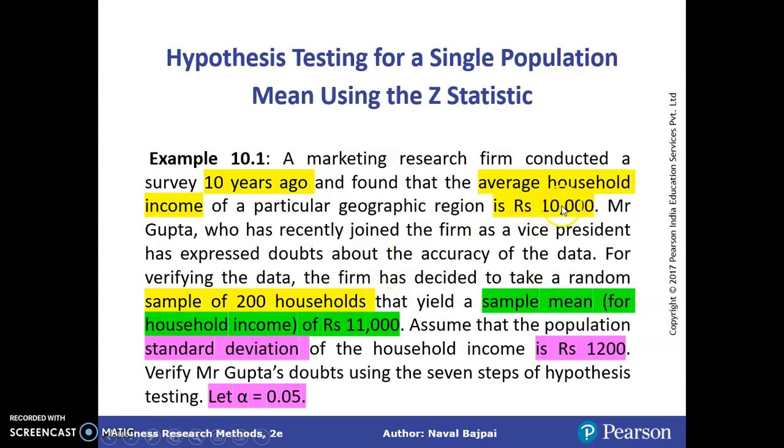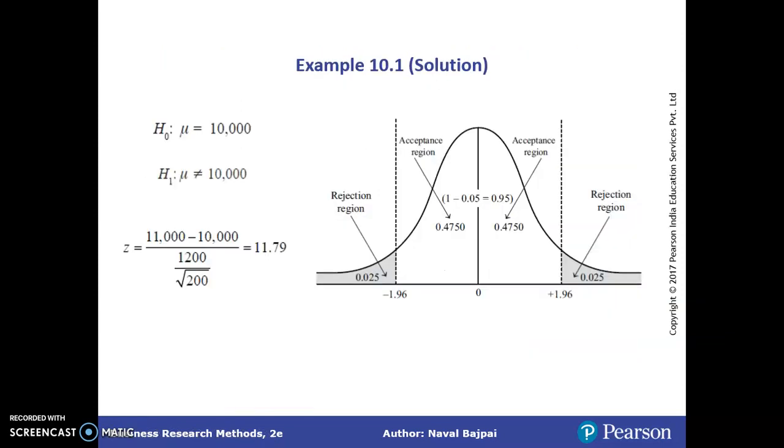This is already given. Most of the cases you have to use some common sense to identify the population mean. It must be some standard which has been already settled. So another thing you need is the population standard deviation, that is 1200 already given, and sample size. Let's plug in all the values and calculate the value of z. So let's plug in these values and calculate. It will be calculated as 11.79.